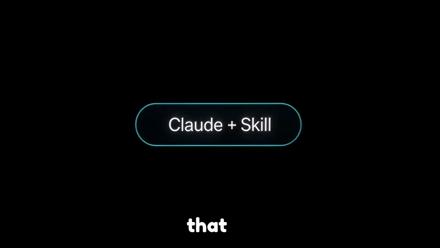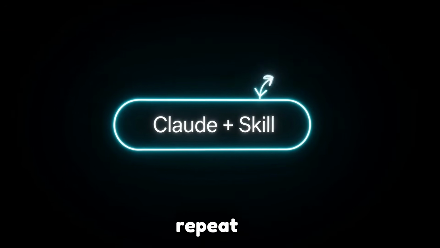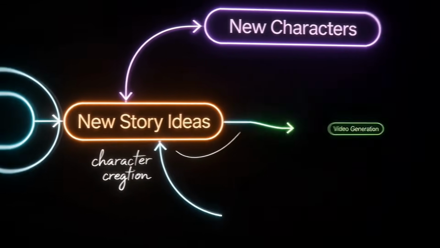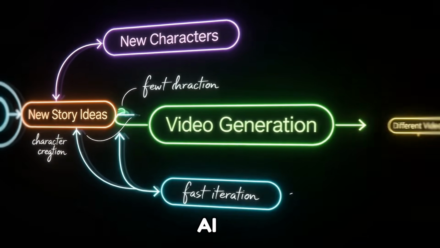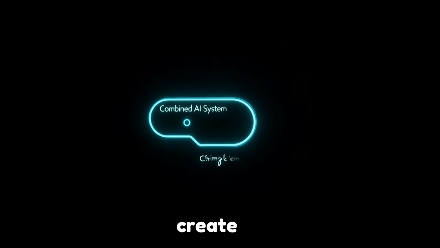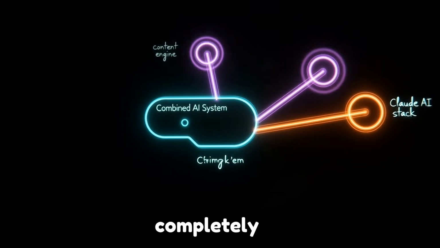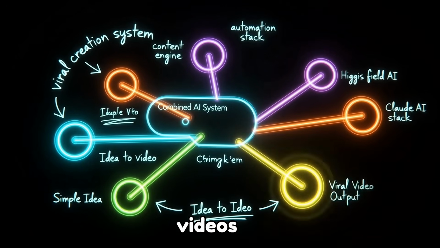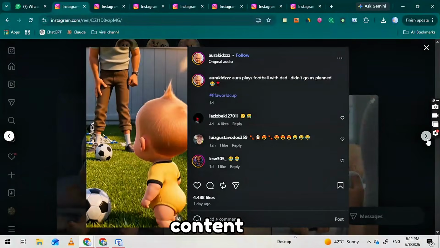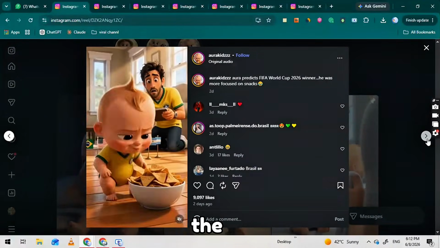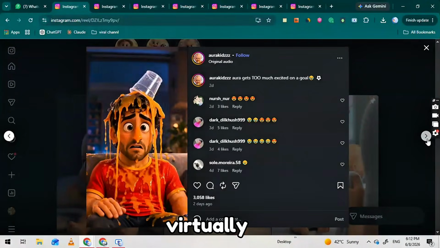The best part is that once you've set everything up, you can repeat this workflow again and again to create multiple videos every day. Using the same skill, the same Claude AI setup, and Higgsfield AI, you can generate new story ideas, create new characters, and produce completely different videos in just a few clicks. Whether you want to create funny videos, emotional stories, family content, action-packed animations, or trending short-form content, the entire process can be repeated for virtually any niche.